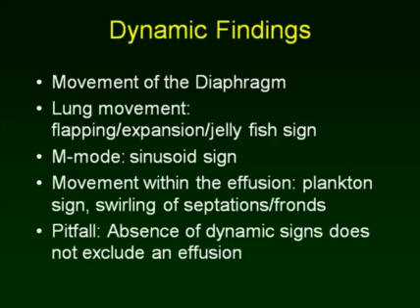The last in the triad for identification of pleural effusion is to look for dynamic findings that are characteristic of a pleural effusion. The diaphragm moves. The lung itself flaps. It expands. It looks like a jellyfish, hence the term jellyfish sign. If you happen to use M mode, you can find a sinusoid sign. And within the effusion, there can be movement of particles, so-called plankton signs, swirling of septations and fronds. However, the absence of dynamic signs does not completely exclude an effusion.